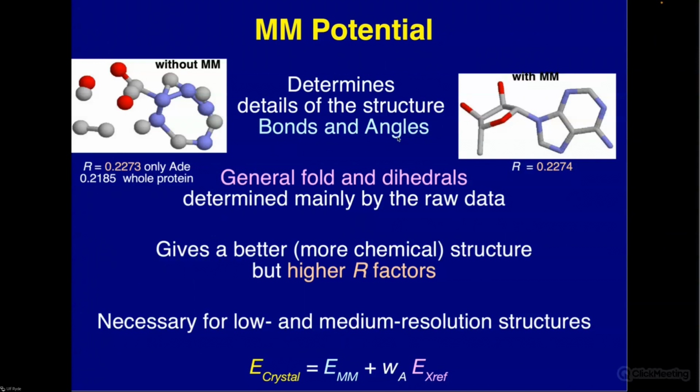But of course, that means that you also go a little bit away from the original crystal structure. So it means that you increase the crystallographic R factor. If you do it only locally, it's only a small difference. But if you do it for the whole protein, it's quite a significant difference. But on the other hand, you get a structure that looks chemically reasonable and not just a mess of atoms with strange bond lengths.